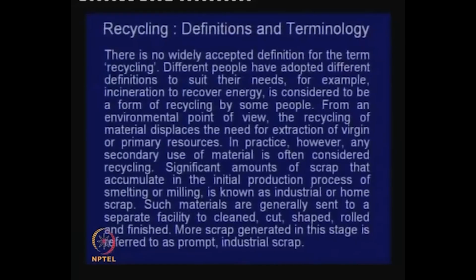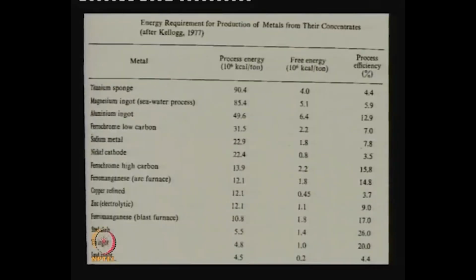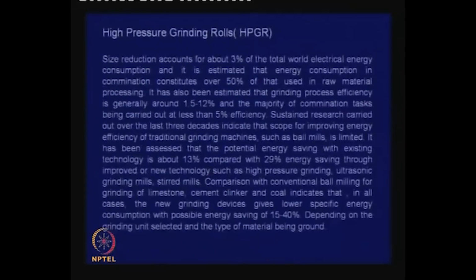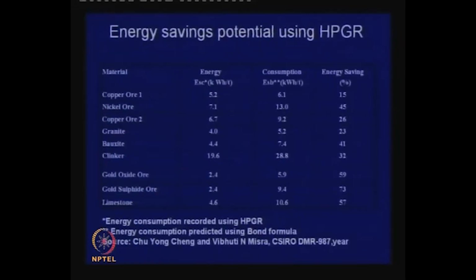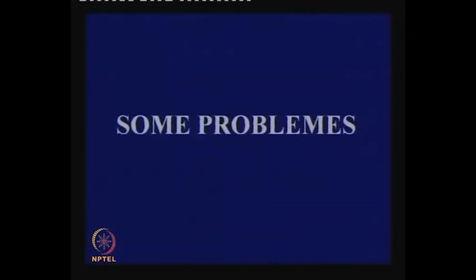And finally, I have ended my lecture by saying that the time has come to very seriously think about making use of alternate energy sources, better technologies like high pressure grinding rolls. Grinding takes 3 to 4% of the energy use of the whole world. In the mineral industries, copper industry, 75% of the energy goes for grinding only. So, you must have better techniques, and I have given examples of how energy can be saved.